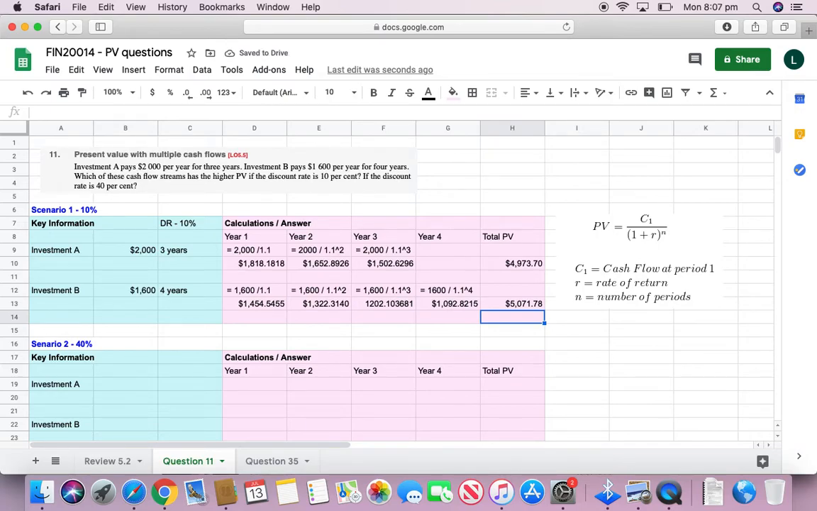So with investment B, 4 years of getting $1,600, in today's money it's worth $5,071.78. Which one would you prefer? Investment B.